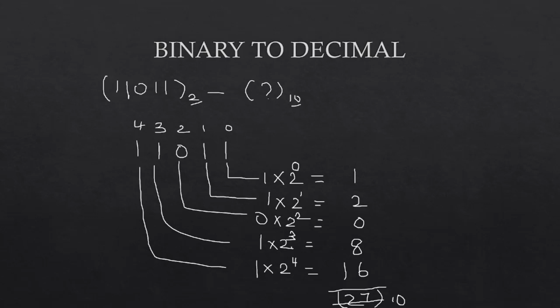So what you have to do is take whatever numbers are there and multiply by 2 to the power of position value. The position will start with 0, 1, 2, like that. And another thing you have to remember is that anything to the power of 0 is 1. The next one is binary to decimal in the fractional part.